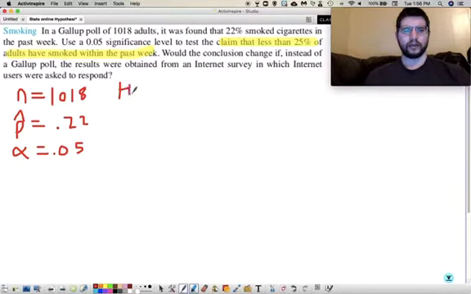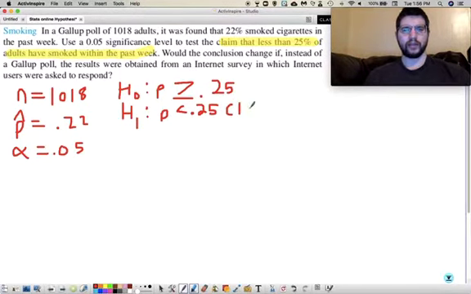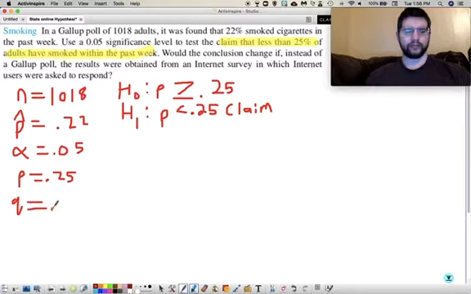Let's write down our hypotheses. Claim that less than 25%. Okay, that doesn't have equality in it. So there are my null and alternative hypotheses, and our claim is in the alternative. A lot of times it will be. Okay, so that means P is 0.25 and Q is 0.75.